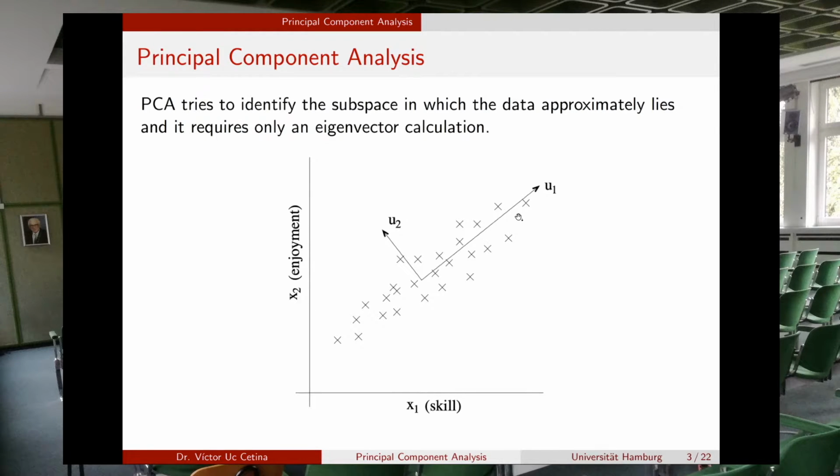So you will see that these directions, like for example in this case, this direction or this vector is the main component of the covariance matrix calculated from this cloud of points, and U2 will be the second component of that same covariance matrix.